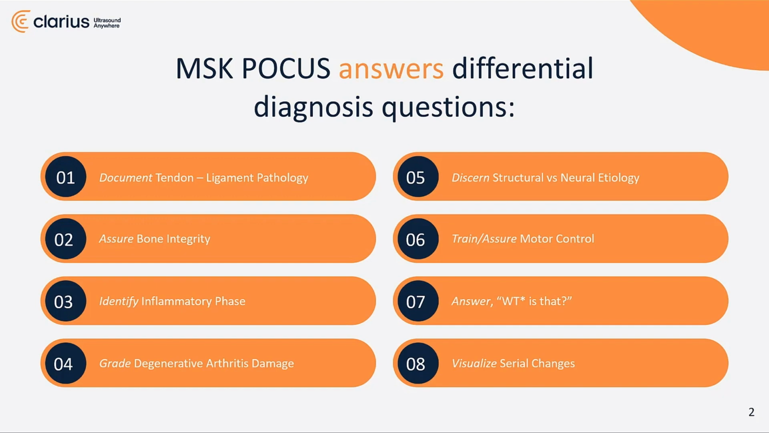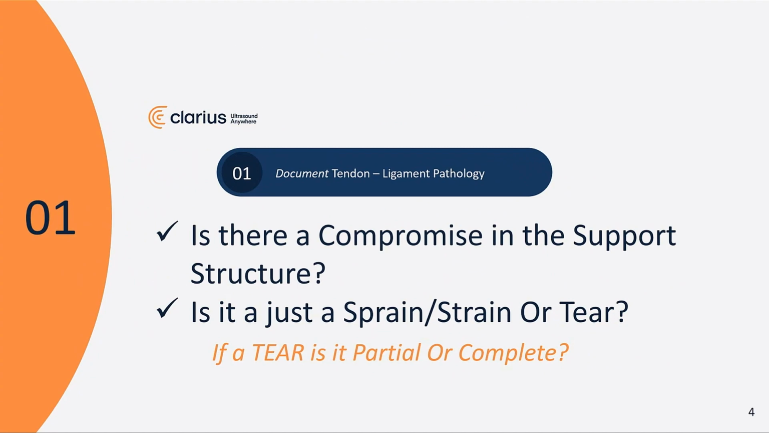I would like to first begin with evaluating the tendon and ligament complex. As we take a look at the tendon and ligament pathology, we have to ask ourselves important questions. Is there a compromise in the support structure? Meaning, is there evidence that the collagen fibers that make up ligaments and tendons are sound?